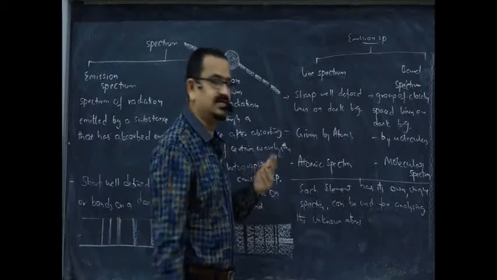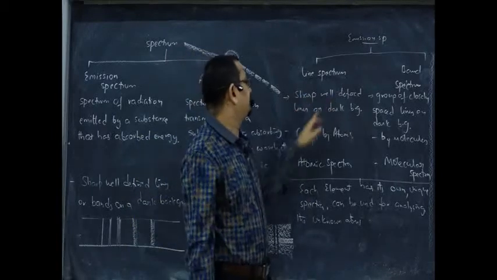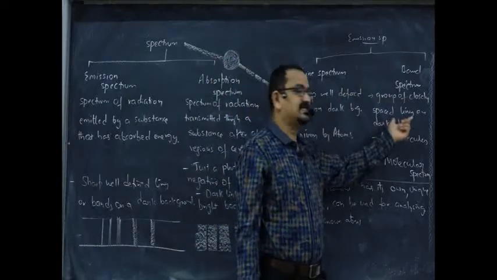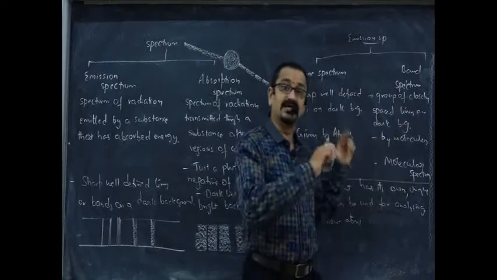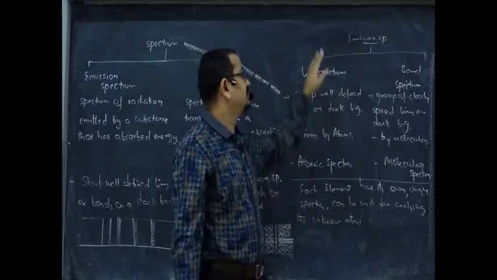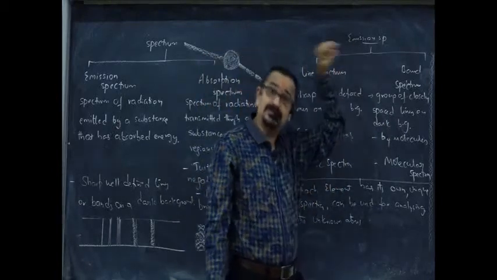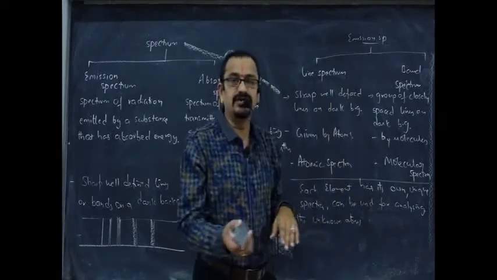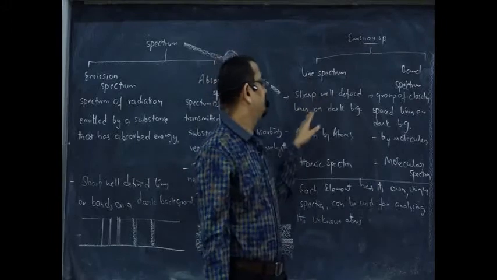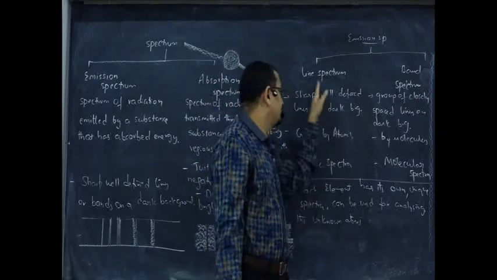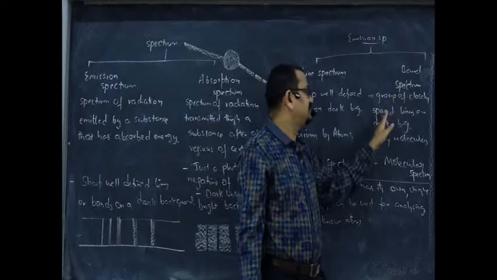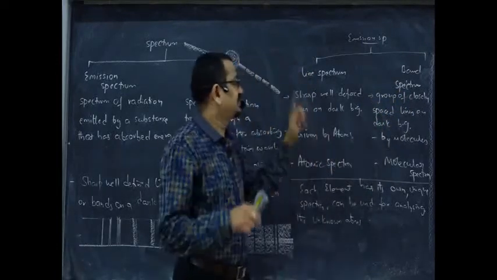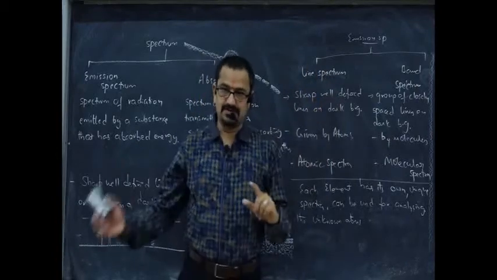Now you can easily assess. Sharp well-defined dark lines on a bright background, group of closely spaced dark lines on a bright background. That will be the definition for the classification under absorption spectrum. This is under emission spectrum. If it is absorption spectrum, how to define? Sharp, well-defined dark lines on a bright background for line spectrum, group of closely spaced dark lines on a bright background for band spectrum. So, this classification is there for both emission as well as absorption spectrum.